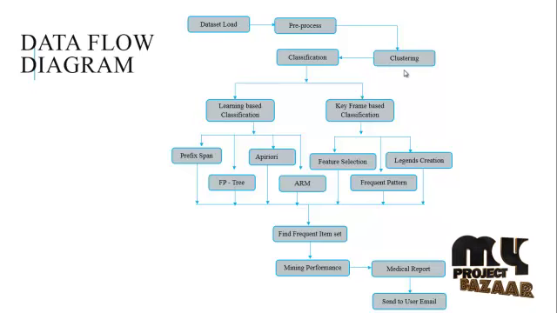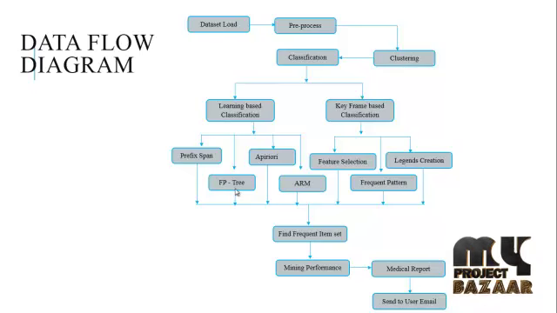After that, the data goes to clustering and then to classification. Here the classification is processed in two parts. One is learning based classification, where generally machine learning algorithms are used to classify the data. The other part is keyframe based data classification. In learning based classification, first we use the PrefixSpan method. PrefixSpan, in data mining, is used to continuously find sequential patterns.